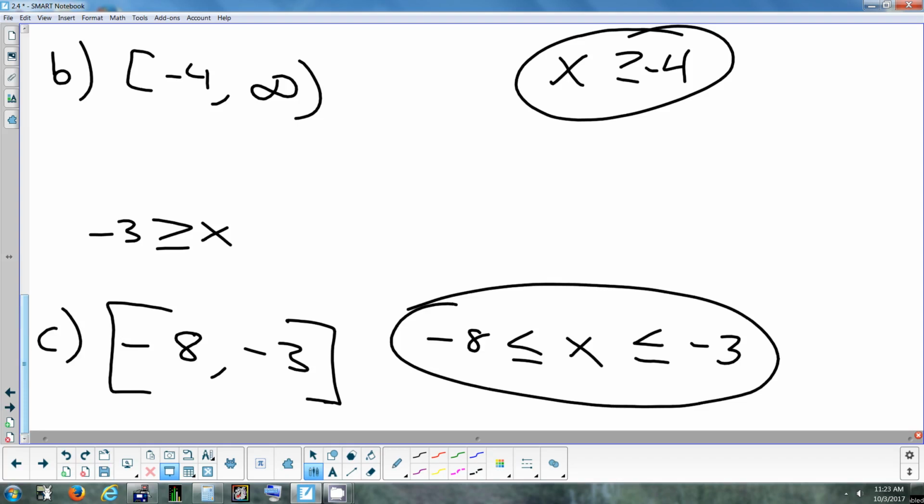Okay. Any question on that one? What kind of inequality is that called again? Yeah. So the interval is bounded, but the inequality is a conjunction. So when you pronounce this, you have to use the word and. X is greater than or equal to -8, and x is less than or equal to -3. Or you can read it other ways too. However you read it, you got to use the word and.